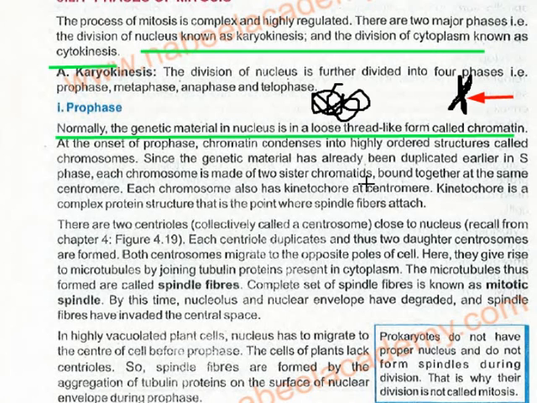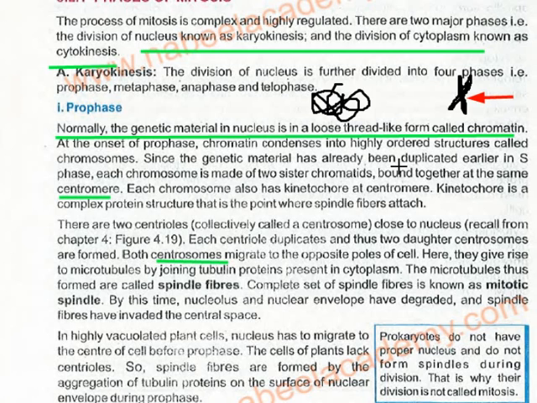Actually, there are two centrioles, collectively called the centrosome, close to the nucleus. Remember, two centrioles which are known as the centrosome are present close to the nucleus. Each and every centriole duplicates, and two daughter centrioles are formed. Now we are talking about the centrosome. Please don't confuse the centromere with the centrosome. Centrosome is related to the centrioles, and the centromere and the chromatid are related to the chromosome.